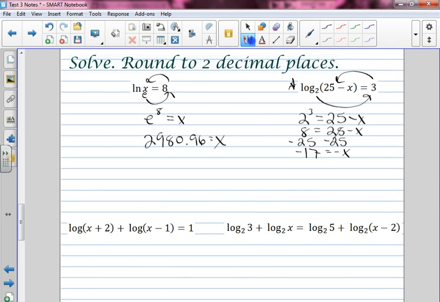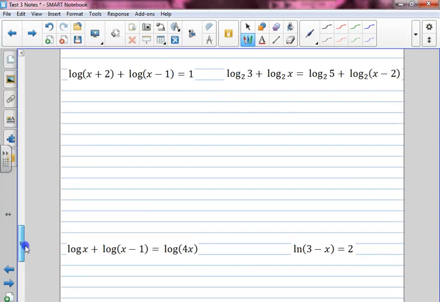And that equals negative x. And obviously you can't have a negative x, so you divide by negative 1. So that gives you x equals positive 17. All done, and I'm correct. All right, so I'm going to move on down, and I'm going to do this example.